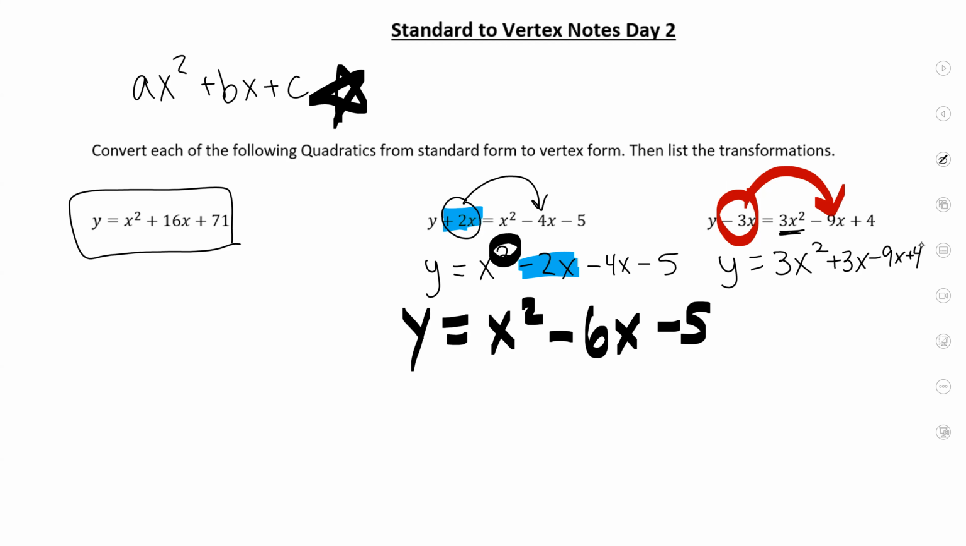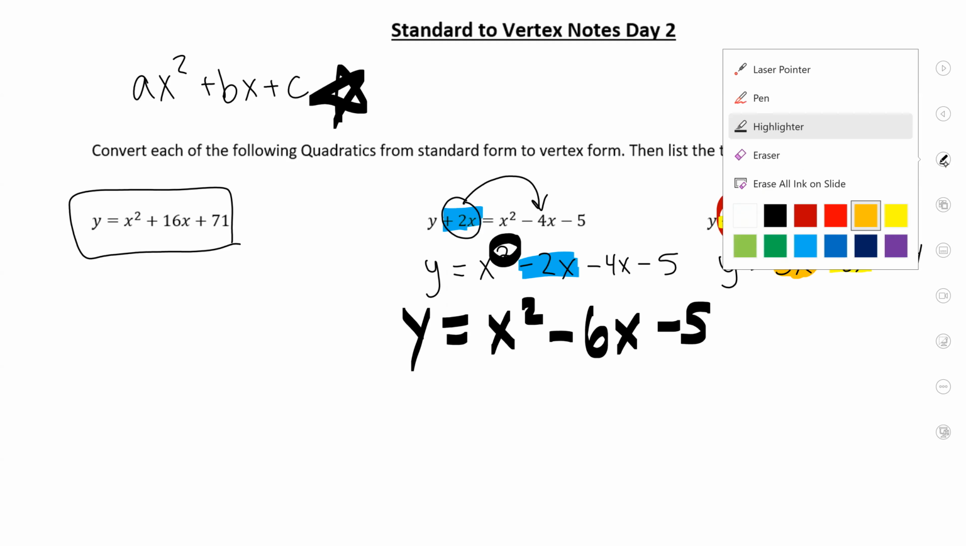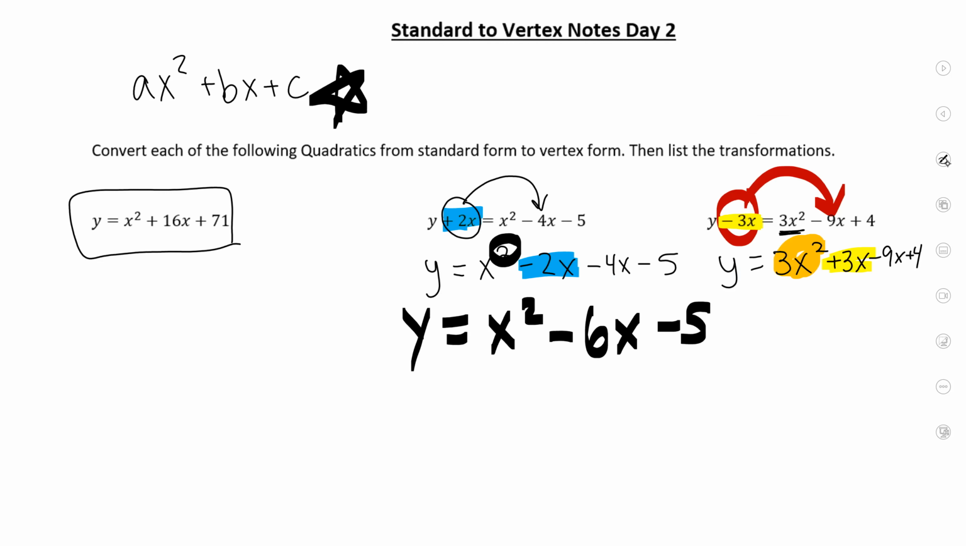So let me highlight what changed here. The only thing that changed is that this negative 3x is now a positive 3x. Everything else is the same. Do you guys see that? Okay, now I'm going to combine like terms. The only thing with the squared is this term, so that's going to stay by itself. Nothing else has a little squared on it. Nothing else has a small 2. So it's going to be y equals 3x squared.